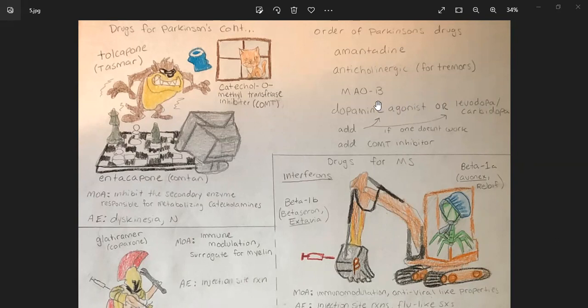And then whichever one you picked, so if you just did a dopamine agonist and that didn't work, then you could add the levodopa. Or if you started on levodopa and that didn't work, then you could again add a dopamine agonist. And then if those still weren't working, you would then progress to adding these COMT inhibitors.